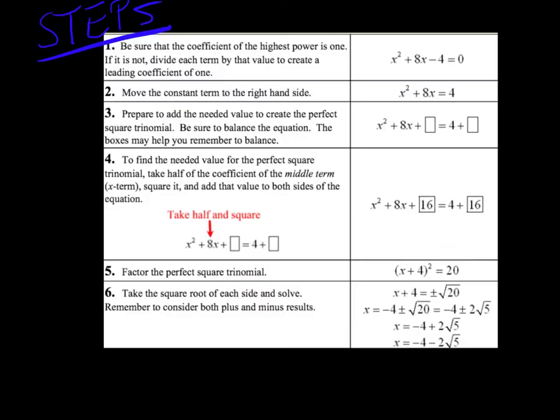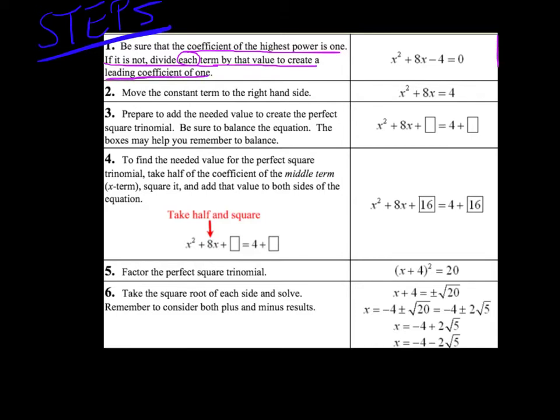Alright, so let's run through the steps on completing the square. Step number 1. The coefficient of the highest power has to be a 1. We want these steps written out nicely in your notebook, and I'll try to underline the important details. If not, divide each term by that value to create a leading coefficient of 1.